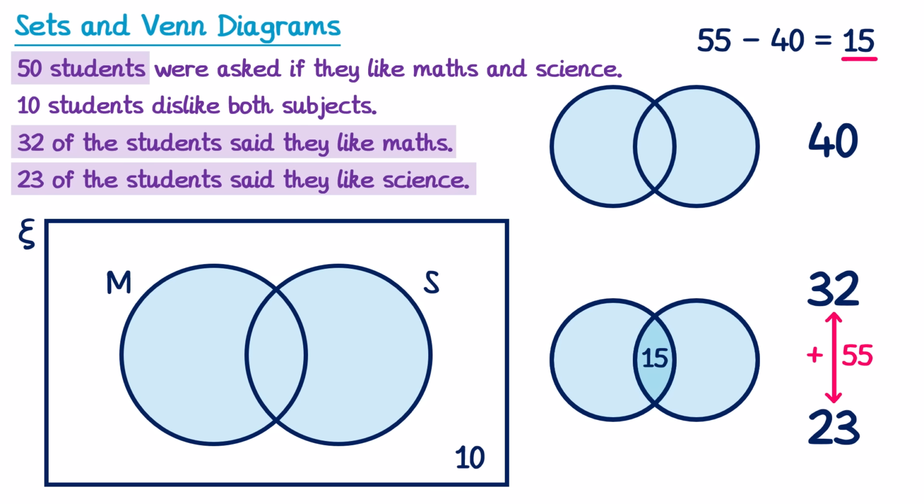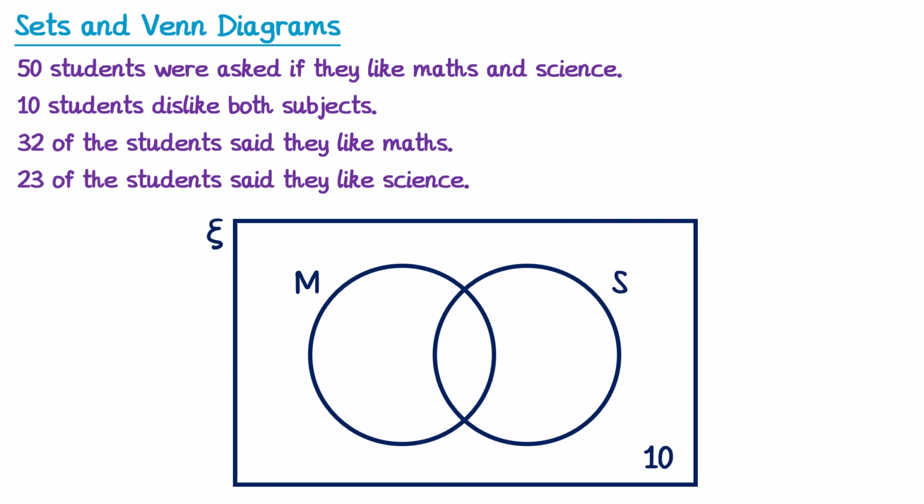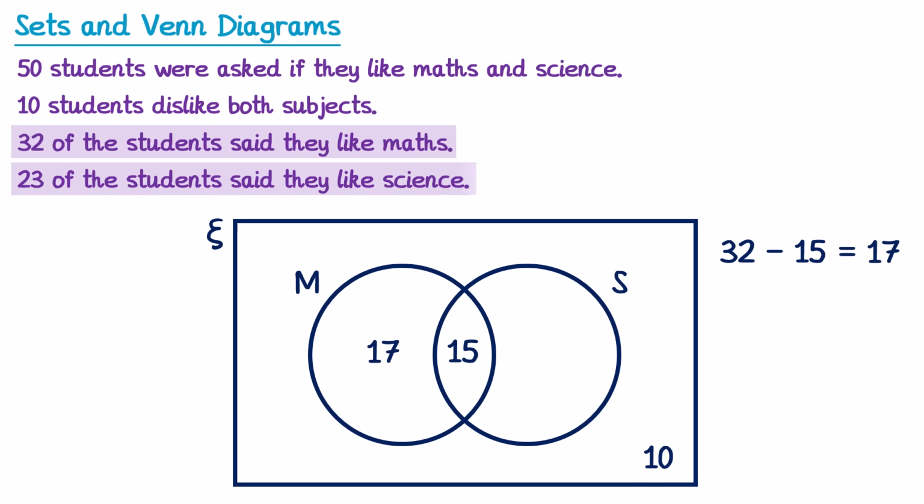Now that we have this information, we're able to complete the question. So if we place a 15 in the middle for those students that like maths and science, and then return to this statement here, 32 students like maths, we know this circle needs to make 32. So if we subtract 15 from 32, we find there are 17 students remaining, so that goes here. And for science, 23 students, so this circle needs to make 23, so if we subtract 15 from 23, we end up with 8. So 8 goes here.